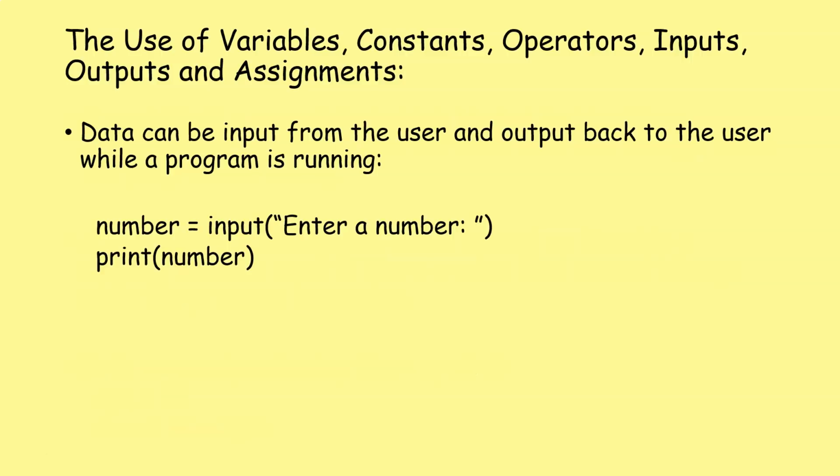Data can be input from the user and output back to the user while the program is running. So input is usually something like this. Number equals input, enter a number. To output, we usually just use the command word print, as in print number. So input and print are your keywords to take away for inputting data or outputting data from a program.